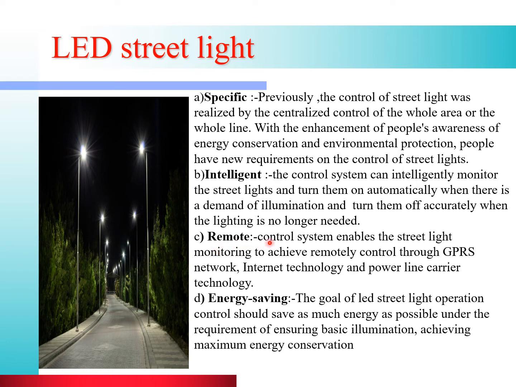Then remote operation. The control system enables the street light monitoring to achieve remote control through GPRS network, internet technology and power line carrier technology. This street light can be operated remotely from the centralized control room.